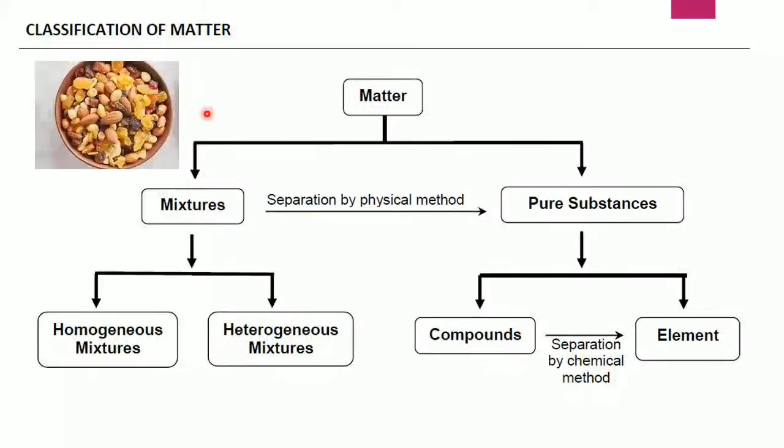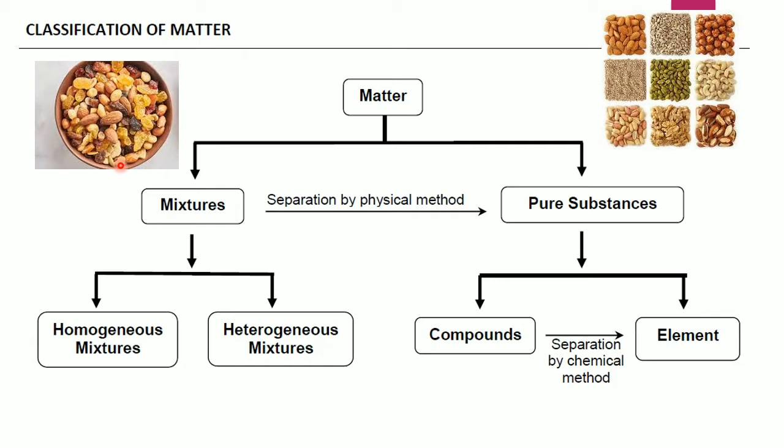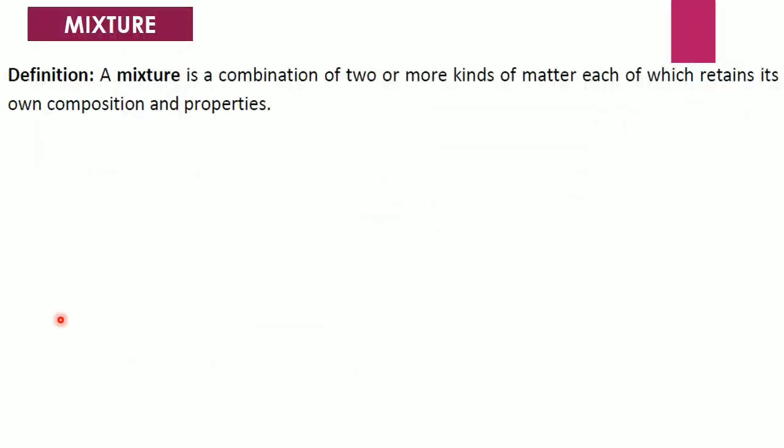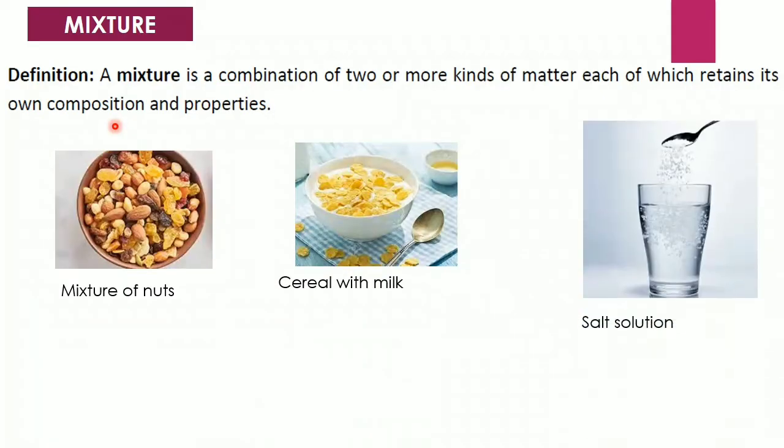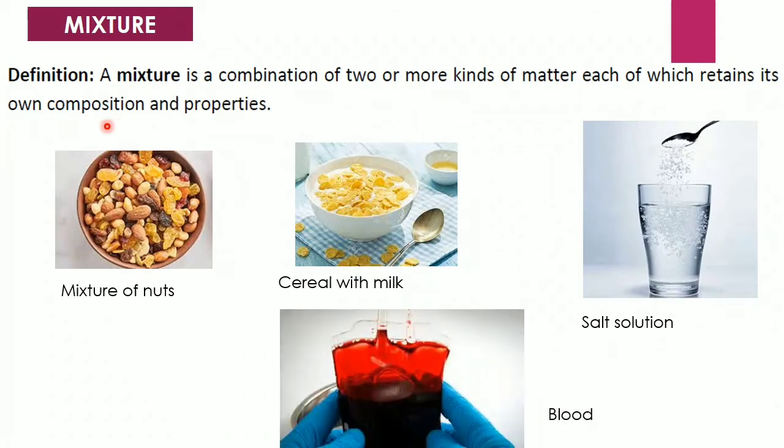For example, a bowl of nuts is an example of a mixture, and we can separate them individually. We can choose one by one, and they can be separated into the individual nuts, which will be the pure substances. A mixture is a combination of two or more kinds of matter, each of which retains its own composition and properties. For example, a mixture of nuts, cereal with milk, salt solution, and also blood.